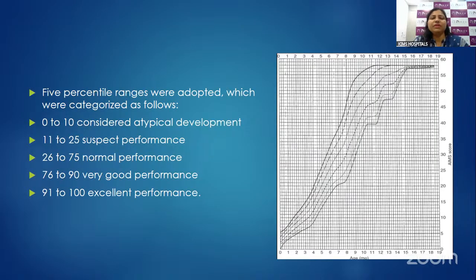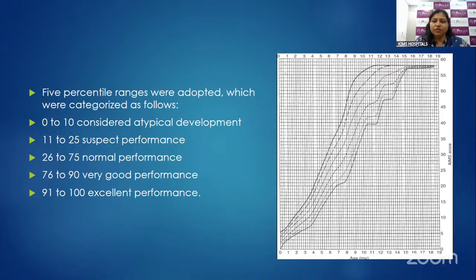If the percentile comes from 0 to 10, it is considered atypical development. If it comes from 11 to 25, suspected performance. From 26 to 75, it's a normal performance. 76 to 90, it's very good. And from 91 to 100 percentile, it's an excellent performance. So you see this graph here. In this, you can jot down whenever the child is coming for follow-up, and then you can see how the child is performing, whether there is any improvement or not.